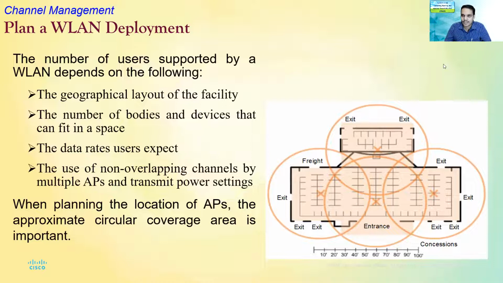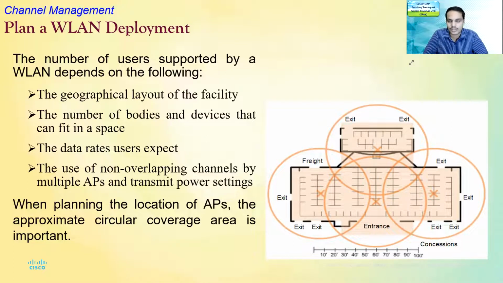What are the different things that you need to take into consideration and plan? The first thing is the number of users supported by a WLAN. And this obviously depends on some of the following characteristics. The first one is the geographical layout. If you have too many walls or too many rooms, you don't expect the coverage to be the same in all rooms. Then, the number of bodies and devices that fit in a space. And what is the expectancy of the users regarding the bandwidth? Are they expecting 1 Mbps, 2 Mbps, or is anything okay?